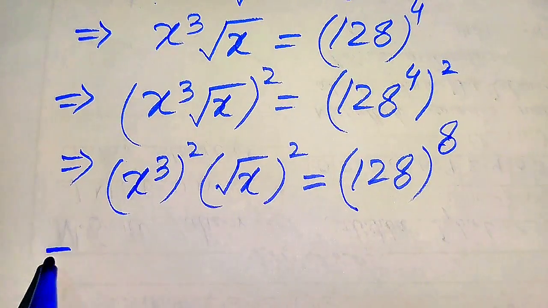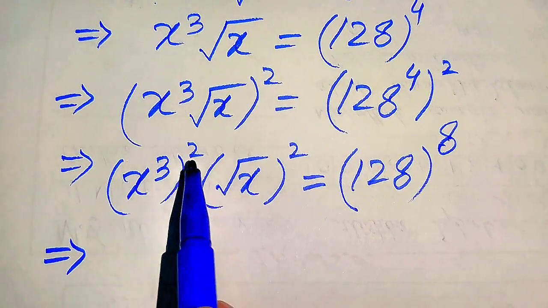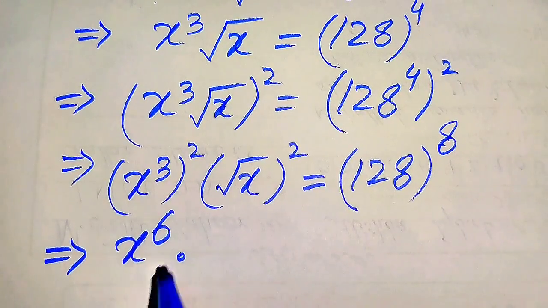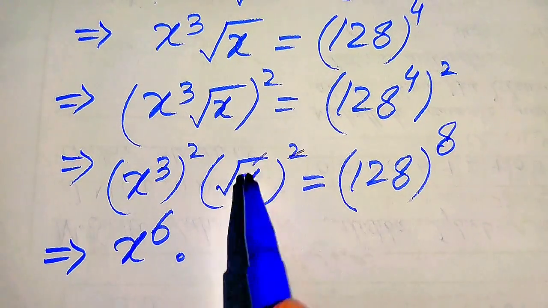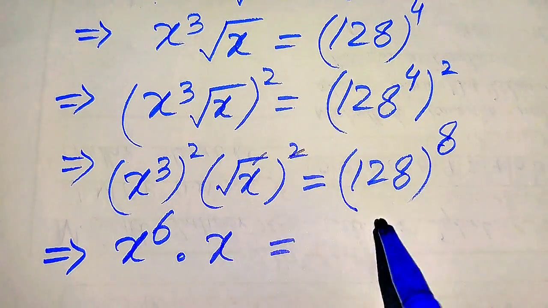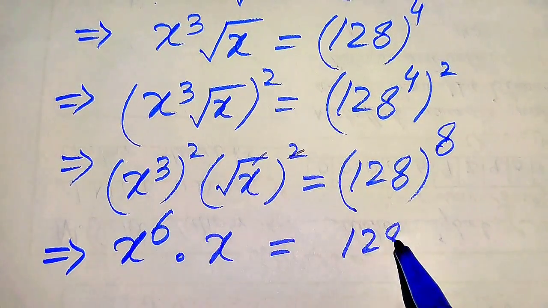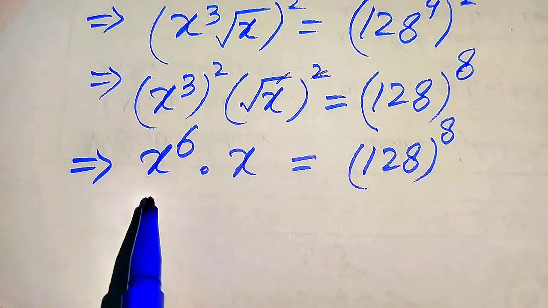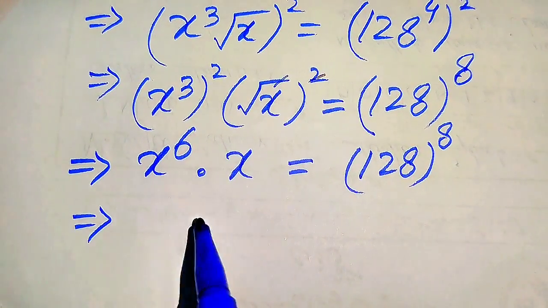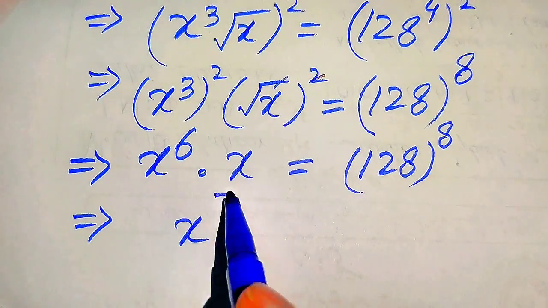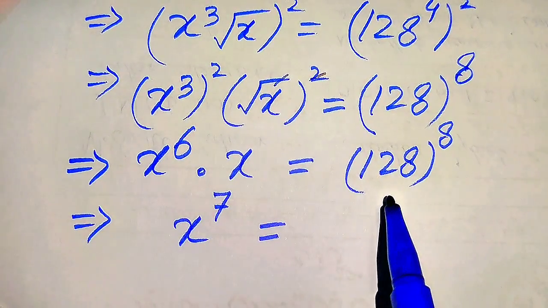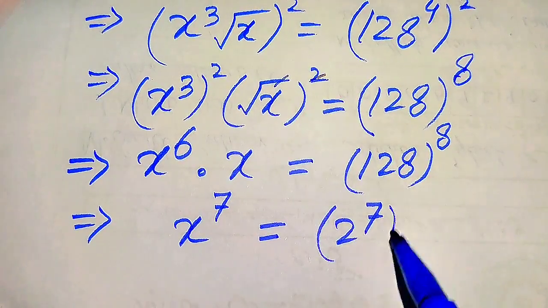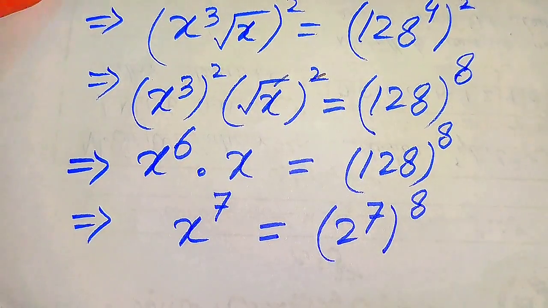So in the next step we need to multiply these two exponents. So this is 3 times 2 becomes 6. It will become x to the power of 6 into, here this 2 and this square root are gone, and we get our x is equal to, here we have 128 and its whole power is 8. So when we multiply these two terms, it will be written as x to the power of 6 plus 1 is 7 is equal to, here we know that 128 is equal to 2 to the power of 7 and its whole power is 8.